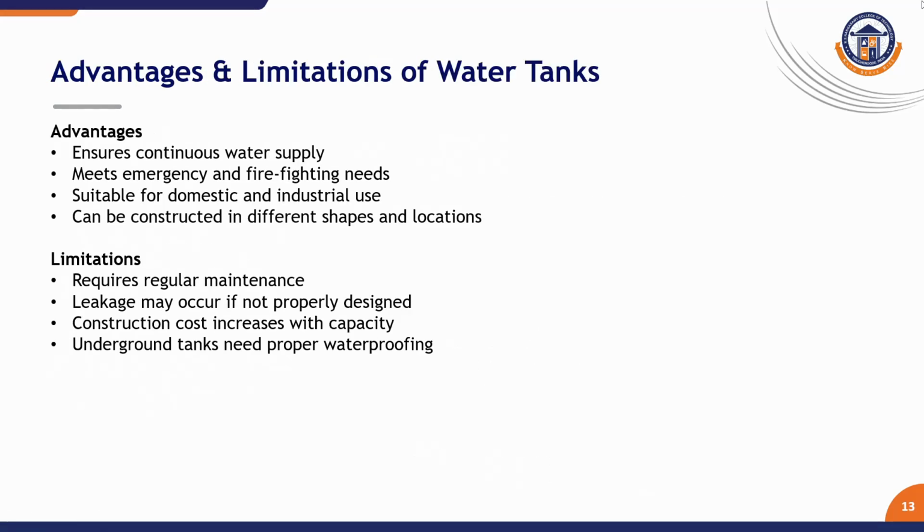Advantages and limitations of water tanks. Advantages are that they ensure continuous water supply, meet emergency and firefighting needs, are suitable for domestic and industrial use, and can be constructed in various shapes and locations. The limitations are that they require regular maintenance, leakage may occur if not properly designed, construction cost increases with capacity, and underground tanks need proper waterproofing.